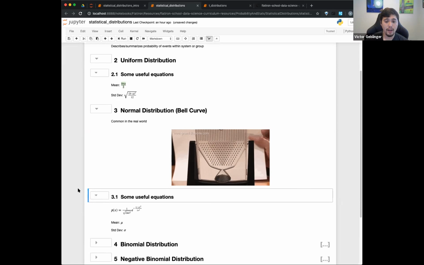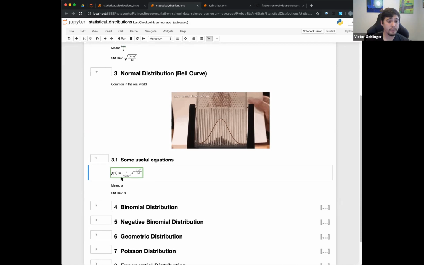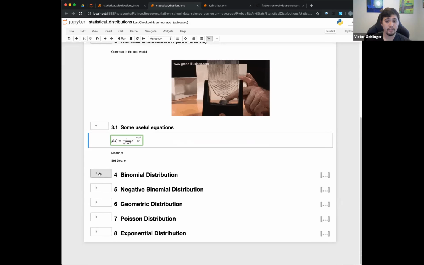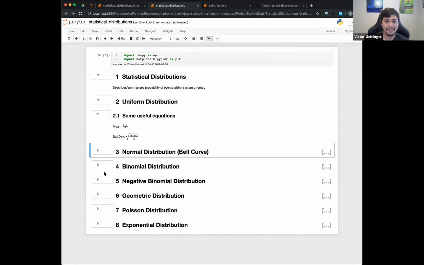Again, the equations are like I showed earlier. I'm not going to go through them again, but just know that. Next comes up, I'm going to close this because it will distract me.